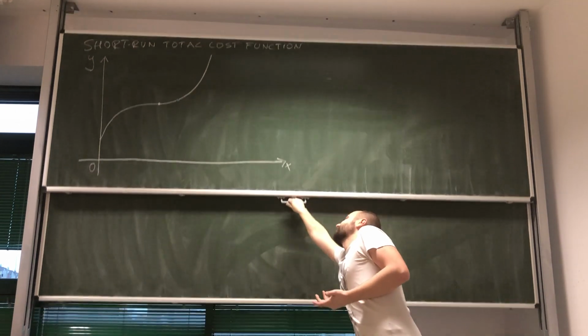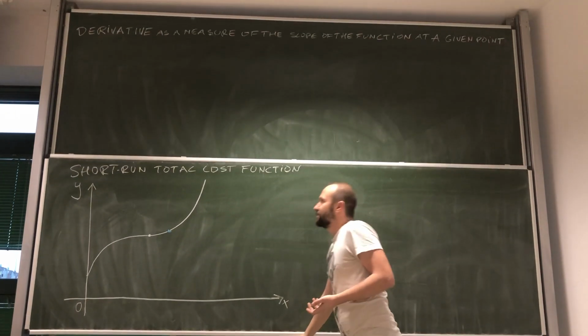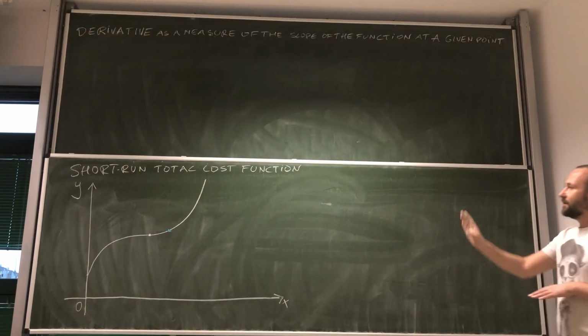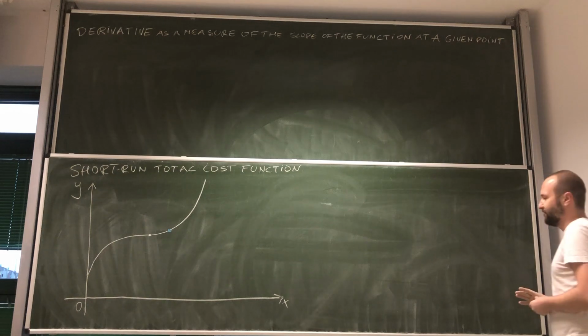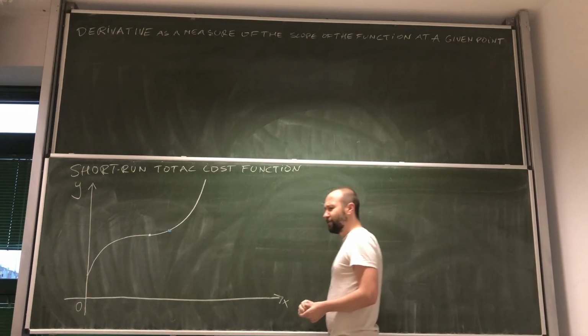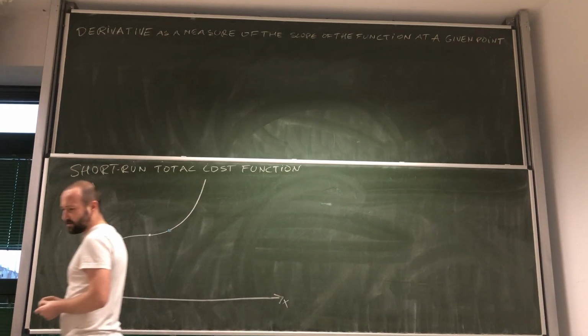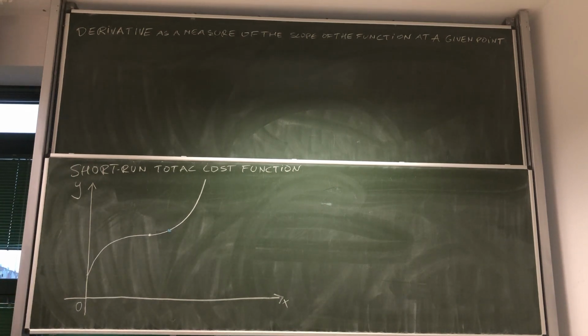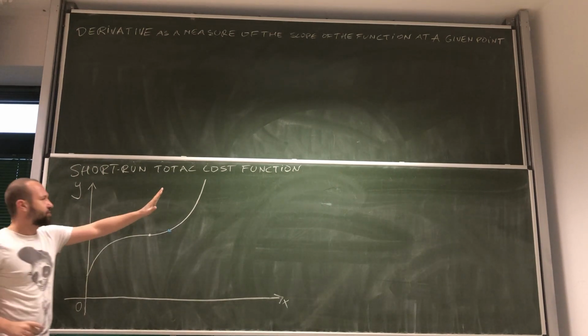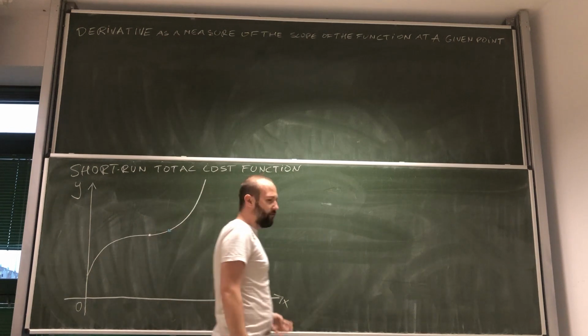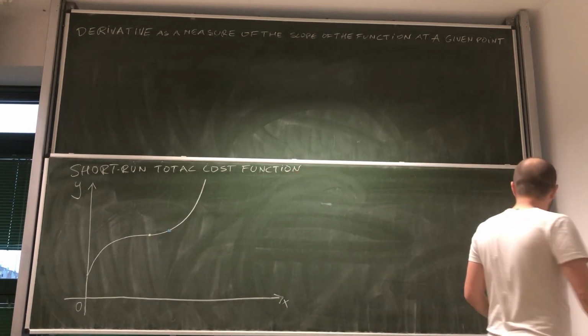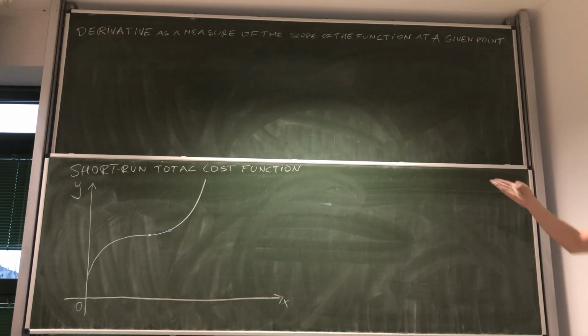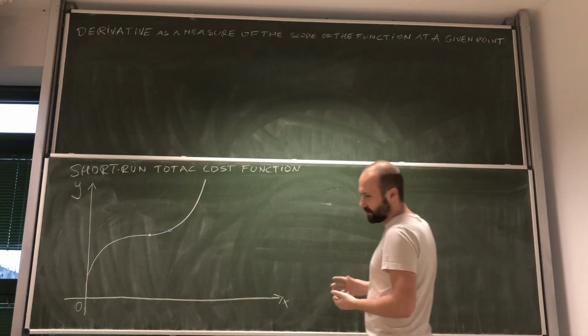Okay, and look, let's consider a case like this. Here is a short-run total cost function. I don't know whether you already learned about it in your microeconomics class, but this is how this function looks. You can think of x as the level of production of the company, and y as the total cost.